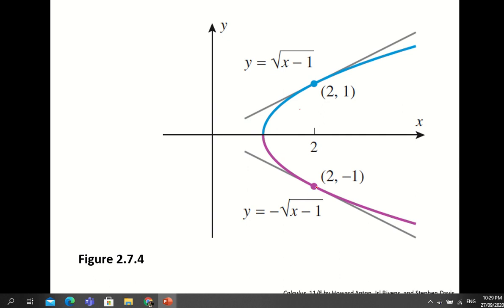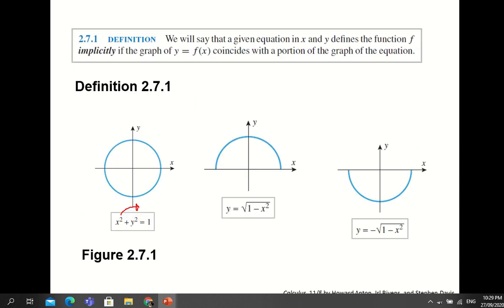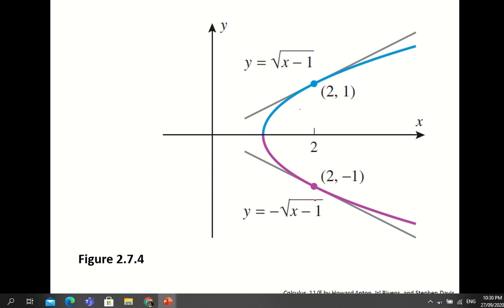Similarly for this one, this is the negative part of the parabola. This is also a semi-parabola. Each semi-parabola is a function. But if you consider the whole part of this parabola, then this is not a function.